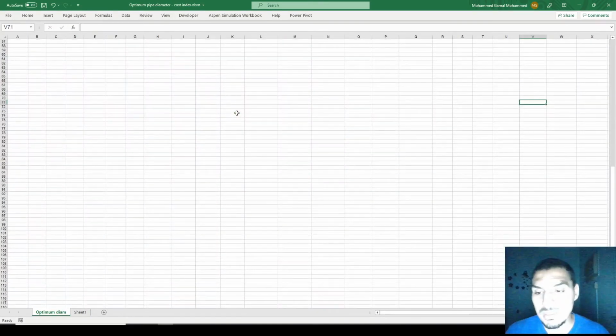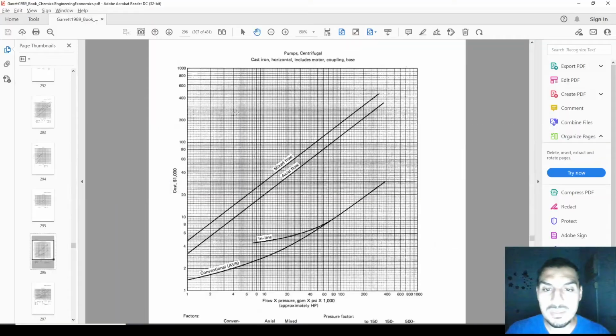Now let's see how we're going to use this chart to calculate the cost of the pump. I'm going to go for the conventional pump, and I can see that this is a line. So I can convert it into an equation that I can use to predict the price based on the flow multiplied by the pressure. I was able to extract the data points from this graph.